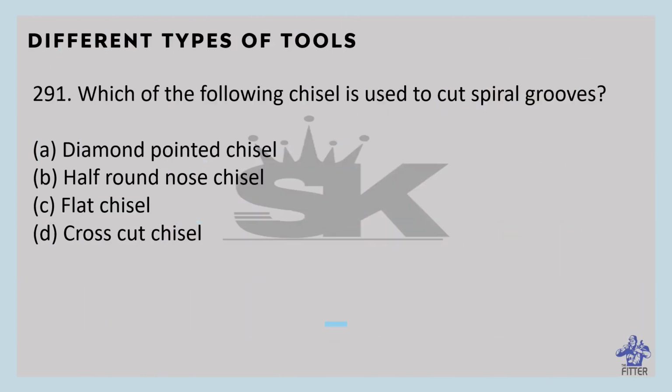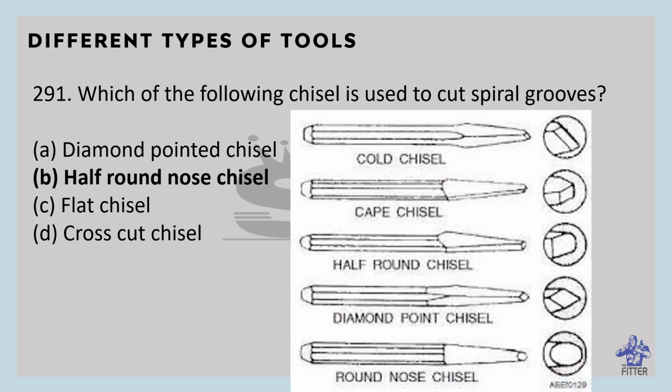Which of the following chisels is used to cut spiral grooves? That is the half round nose chisel. It is also known as the gauge chisel. You can see here in the image the third one, that is the half round chisel. You can see the shape here. It is designed to be used for cutting spiral grooves in metal and includes many specialized pieces, such as cutting semicircular grooves for oil in bearings.